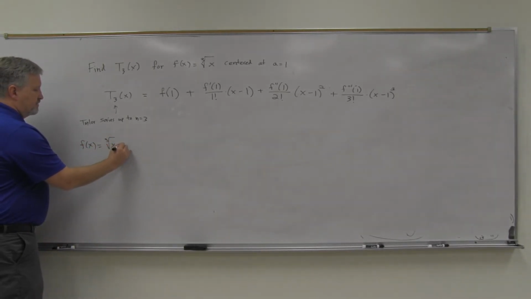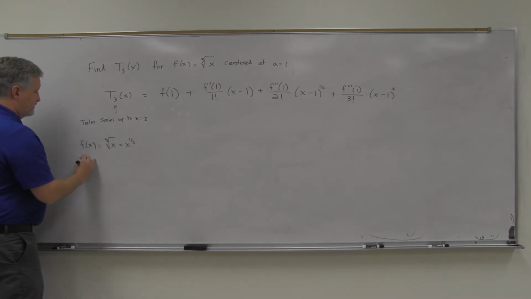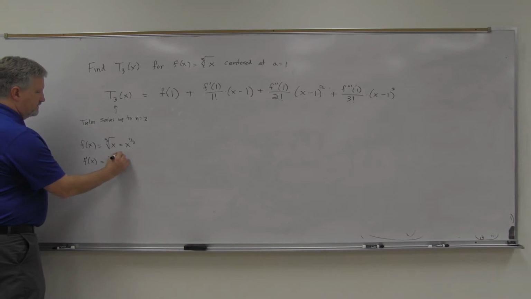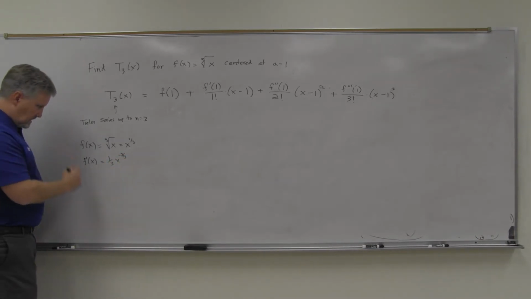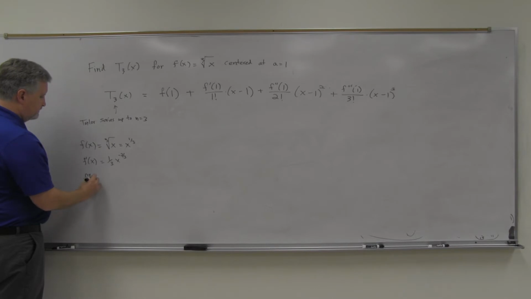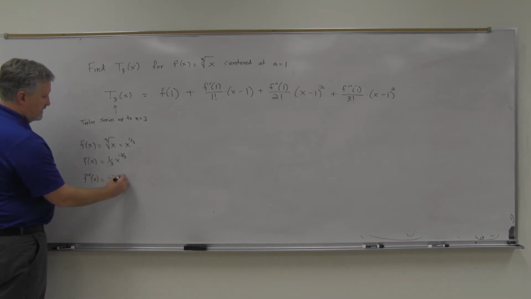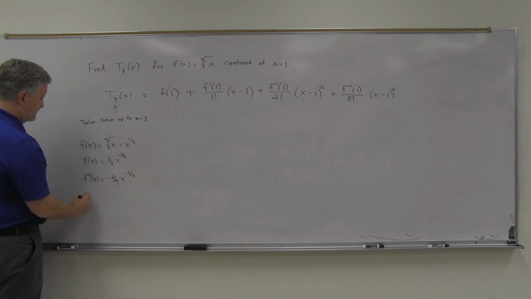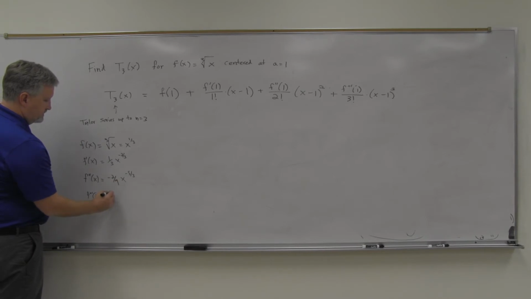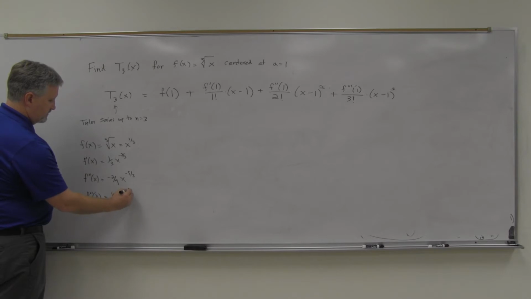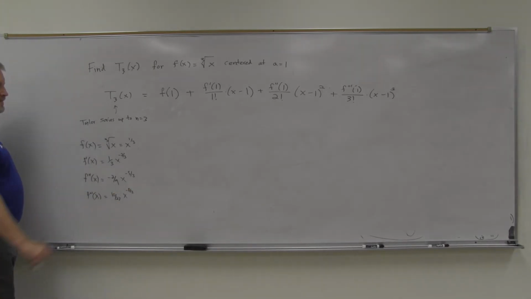So f of x is the cube root of x, or x to the 1/3. So the first derivative is 1/3 x to the negative 2/3. Then the second derivative would be, bring down the power, so it would be negative 2/9 x to the minus 5/3. Third derivative is what we need. So that's 10/27 x to the minus 8/3. And then we're going to evaluate those specifically at 1, which will be pretty easy.